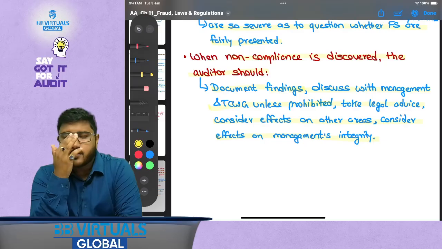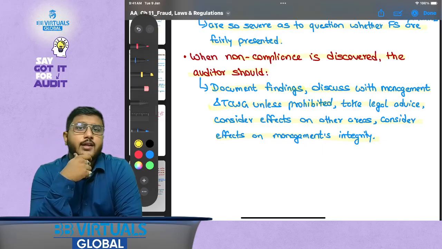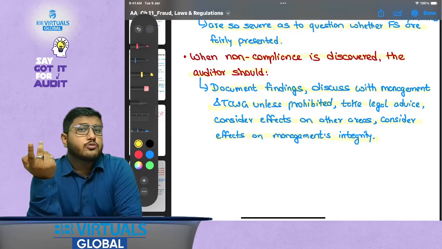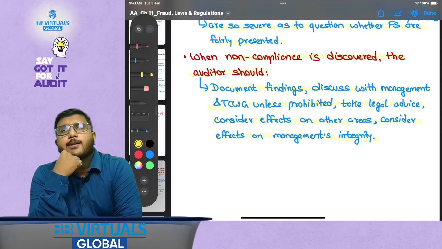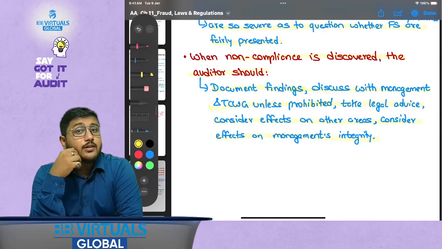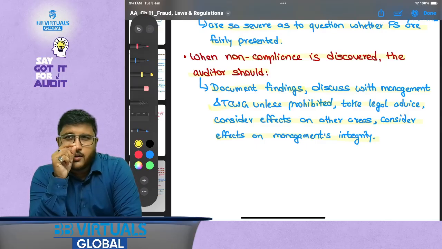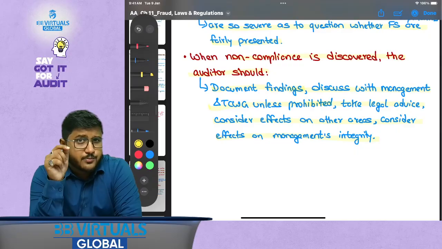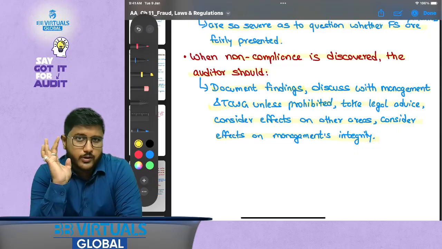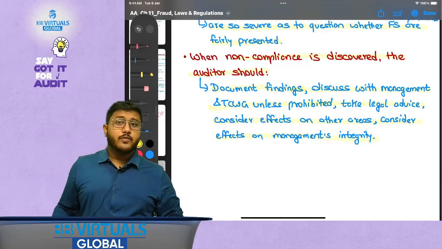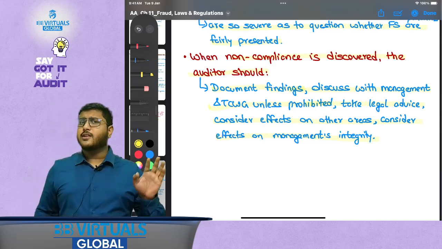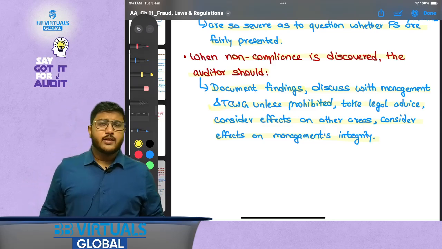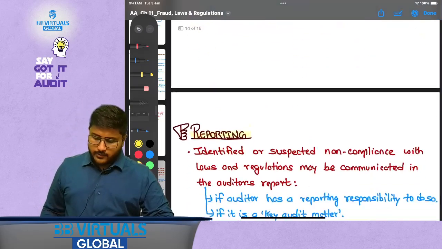If it is allowed, sometimes it is prohibited, that is, if there is a fraud in which management is also suspected, you do not need to discuss the details. If management seems to be involved, then you do not need to discuss with them, and you also need to evaluate whether management has integrity or not. If not, then all other evidence should also be tested for reliability and relevance.